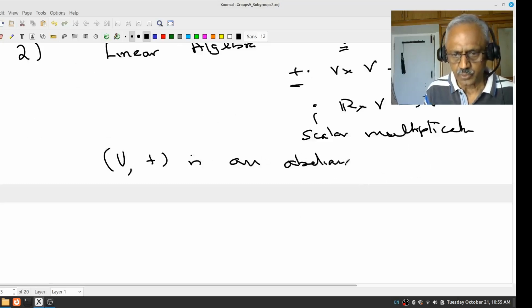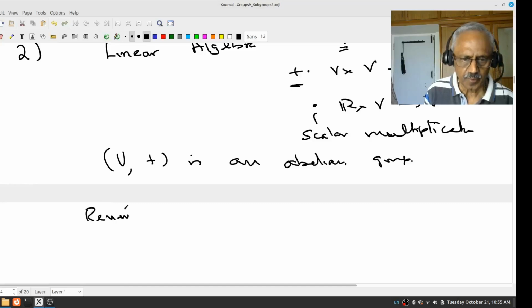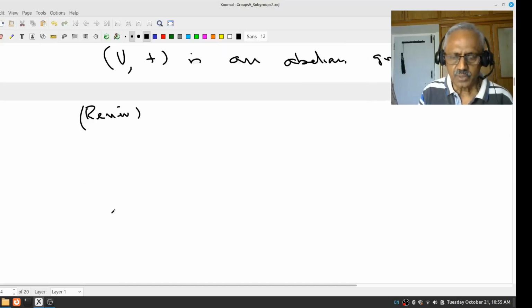The usual axioms about addition, or vector addition, prove that it is an abelian group. Please review this. Now suppose W is a vector subspace.